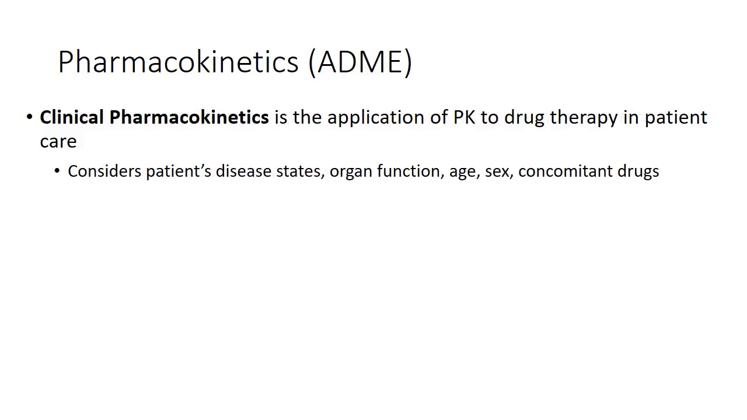Clinical pharmacokinetics is the application of PK to drug therapy in patient care. So we have to consider a lot of things that wouldn't normally be considered when you're running a healthy population study. We're talking about patients' disease states, their organ function changes, age, sex, concomitant drugs. So clinical pharmacokinetics is taking the fundamental pharmacokinetics and applying that in a real patient scenario.